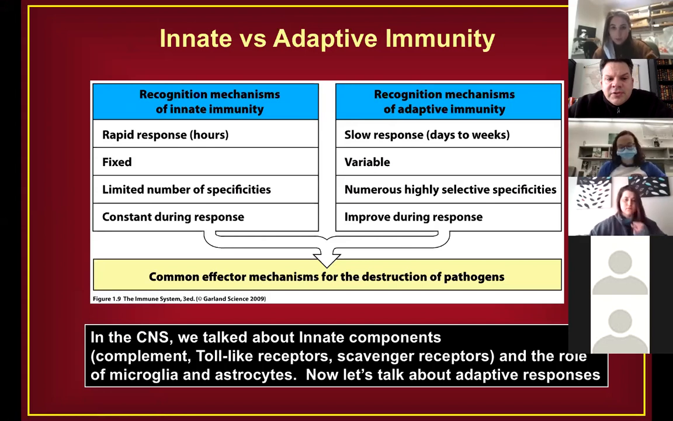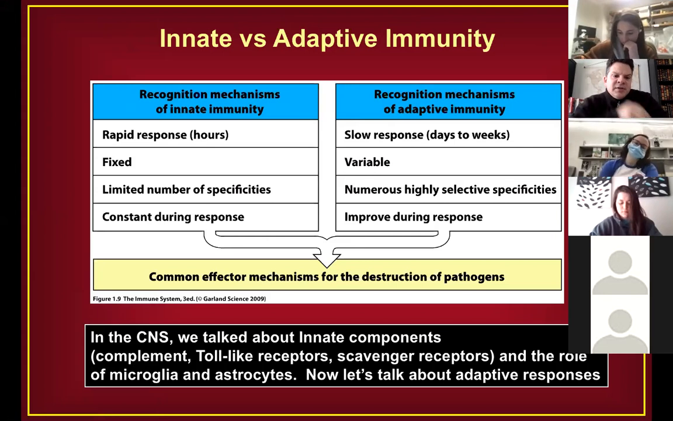So let's go through this. The innate is going to be a rather rapid response. It's going to depend on things like toll-like receptors, pathogen-associated molecular patterns. So these are going to be fixed responses. You add something that activates toll-4, there's a very sort of classic response that goes with it. So it's fixed. There's a limited number of specificities, and it's constant during the response.